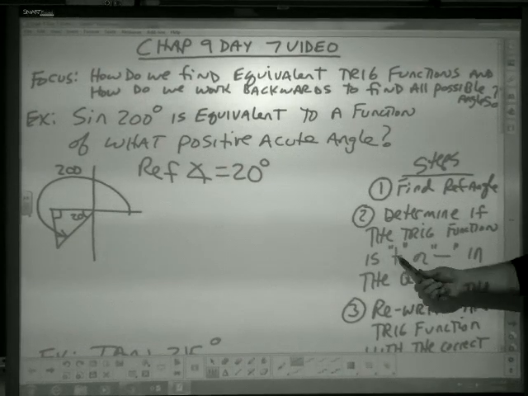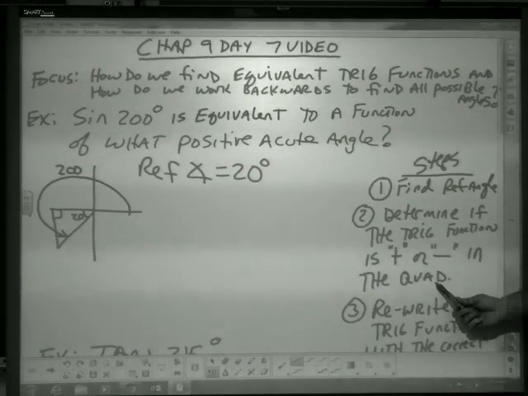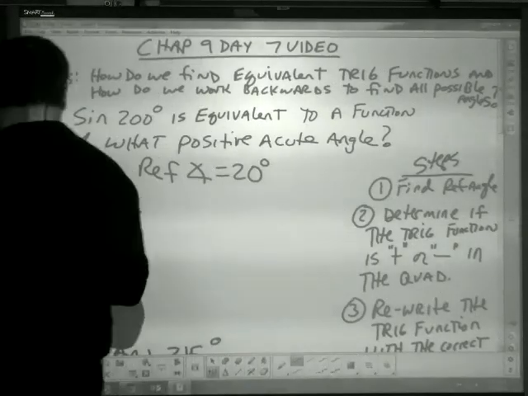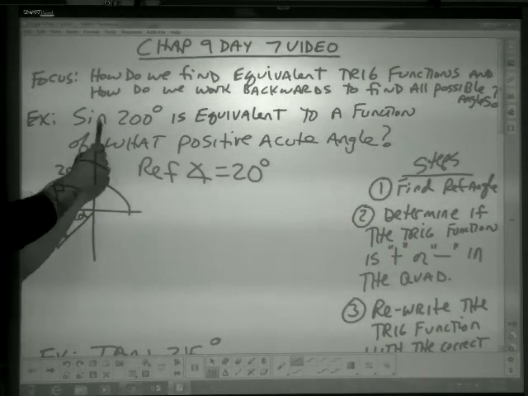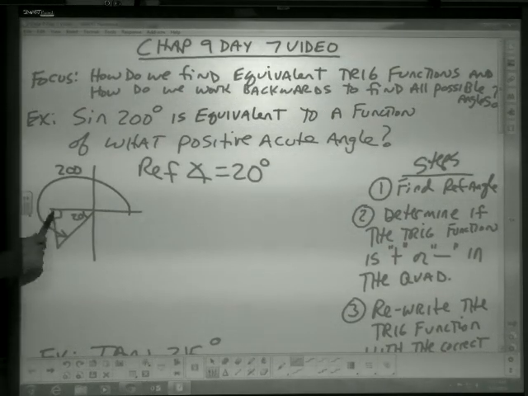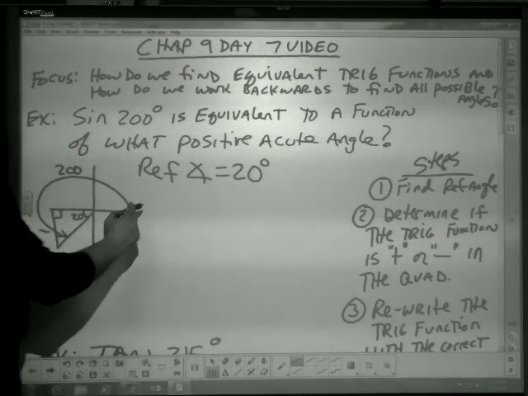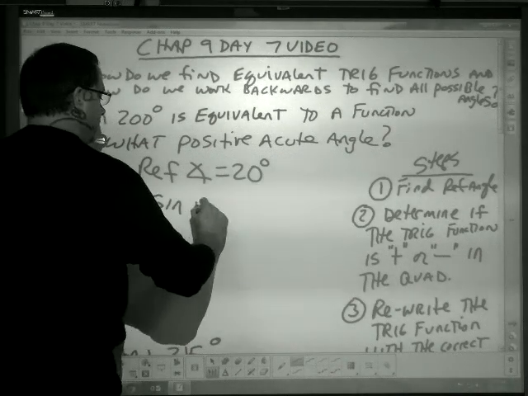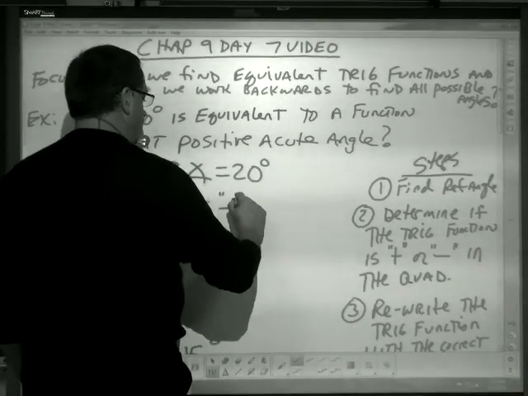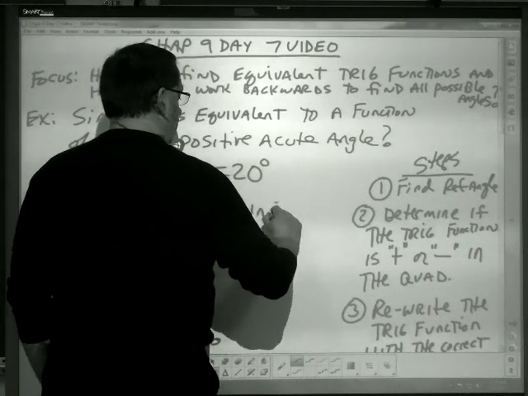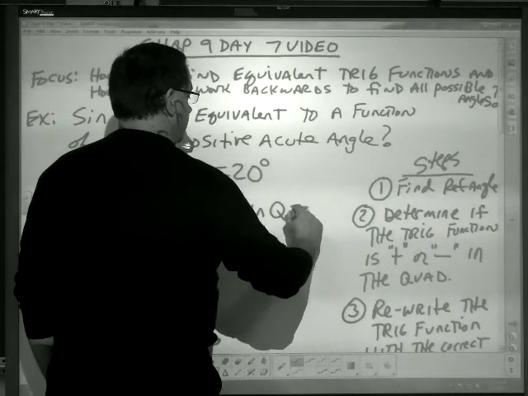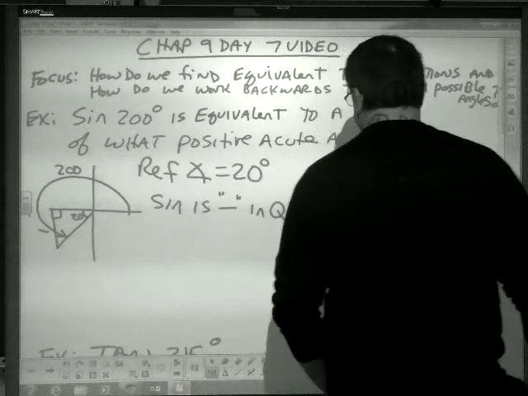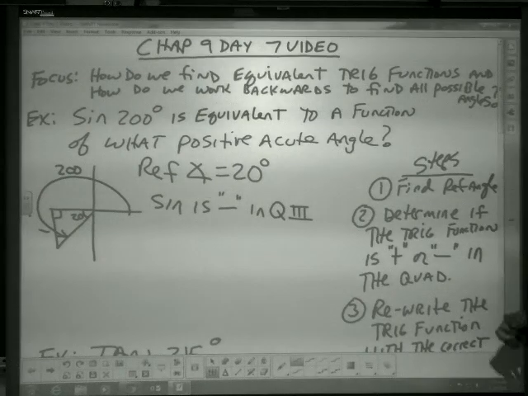Determine if the trig function is positive or negative in this quadrant. Well, in here, I know that the sine is the y value, and the y values here are negative. So sine is negative in quadrant 3. All right. So now I know sine has to be negative.